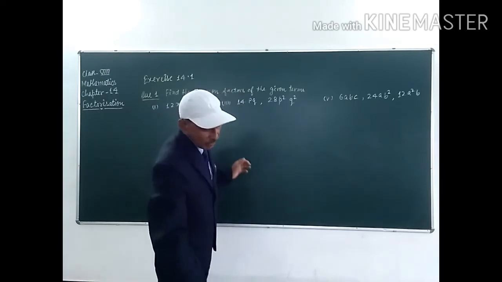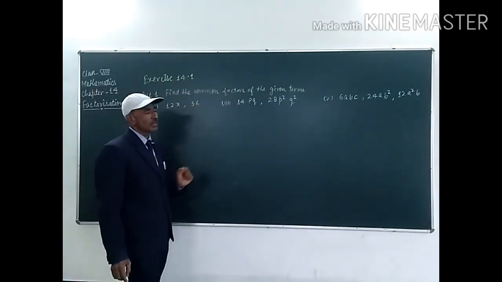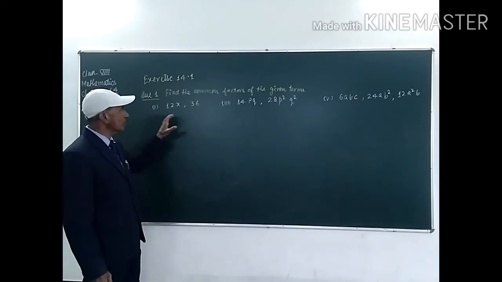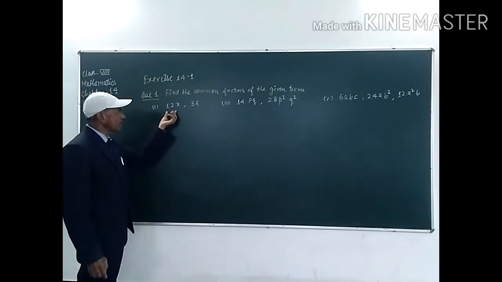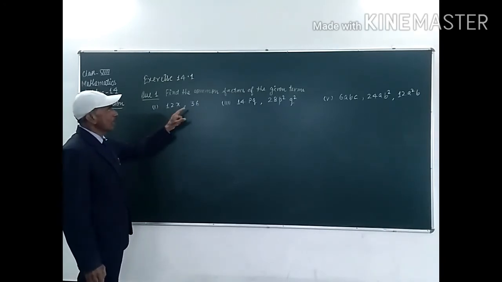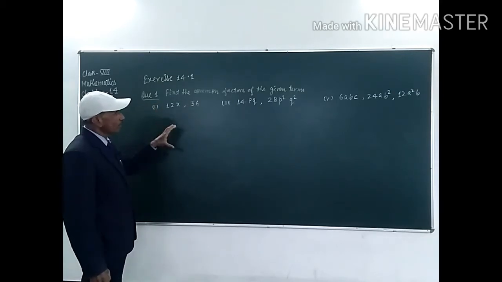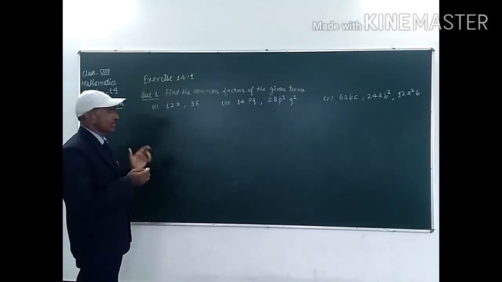So, students, the first question is given here, and in this question we have to find the common factors of the given terms. First, 12x and 36, there are two terms, and we have to find the common factors. First of all we will find the factors of 12x, and after that we will find the factors of 36. And after finding the factors of these two, we will find the common factors.